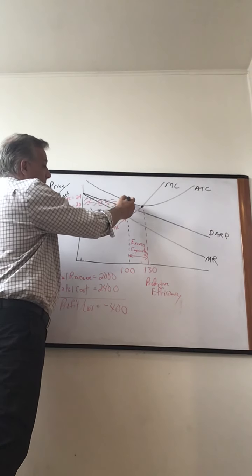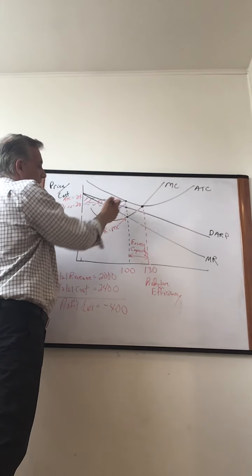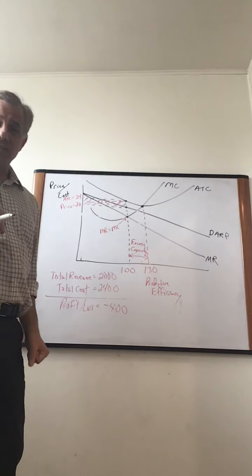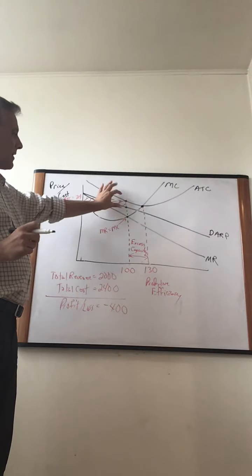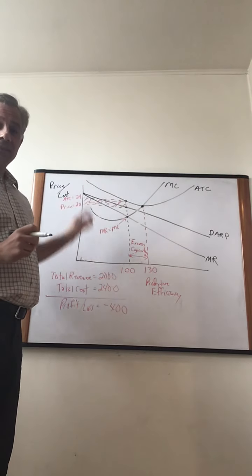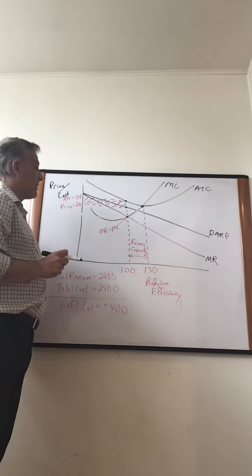Where's my average total cost? I go up to average total cost. Well, this is not a good situation, is it? The average total cost is greater than the price. I have a loss, this rectangular region here.